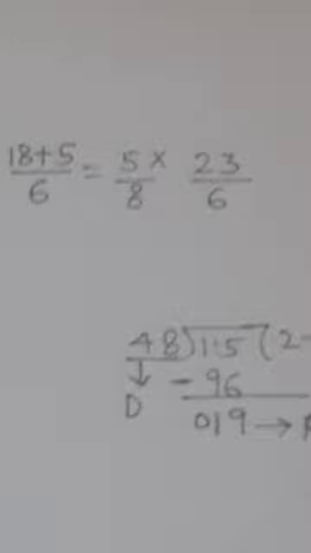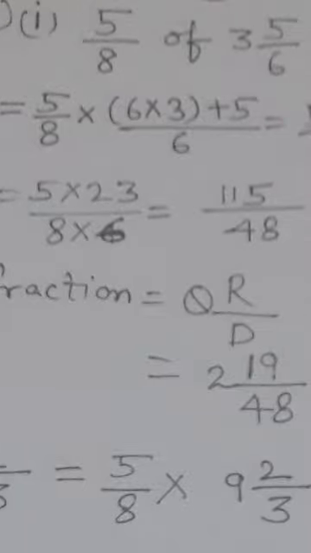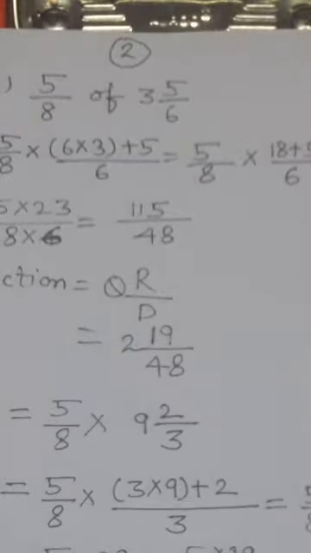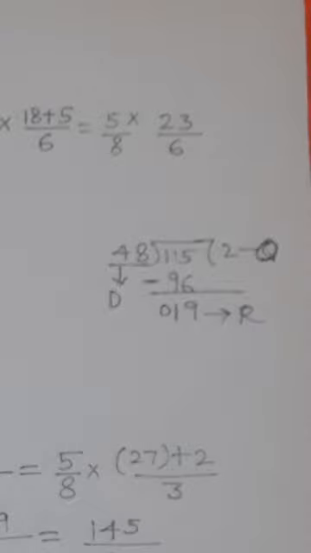Now numerator will be multiplied by numerator and denominator will be multiplied by denominator. So 5 will be multiplied by 23 and 8 will be multiplied by 6. 5 multiplied by 23 gives 115 and 8 multiplied by 6 gives 48. Again it is an improper fraction, so we'll convert it into a mixed fraction. For that, the numerator will be divided by the denominator. So 115 will be divided by 48. 48 2s are 96. When 96 is subtracted from 115 we get 19. So 19 is the remainder, 2 is the quotient, 48 is the divisor.